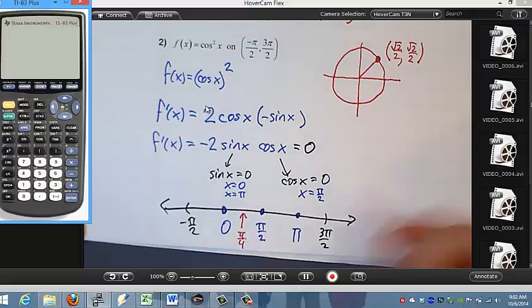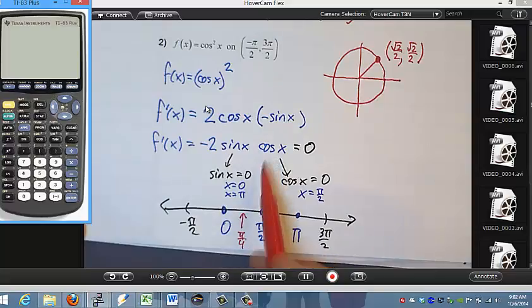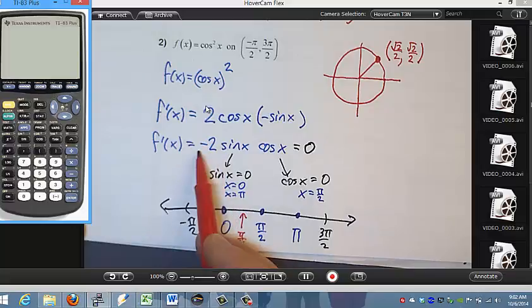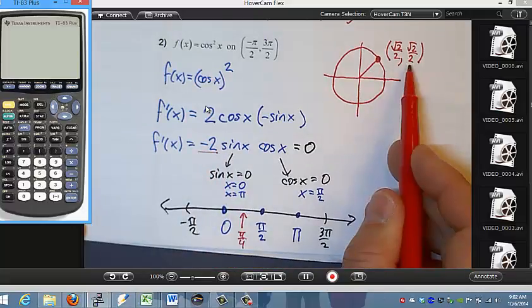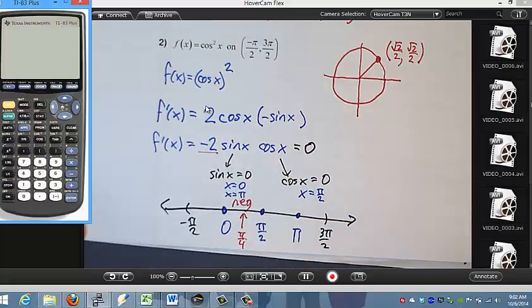Okay? So that means that f prime of that is negative 2 times radical 2 over 2 times radical 2 over 2. Is it negative or positive? Negative 2 times that times that. So it's going to be negative. Negative 2 times positive this times positive this. You guys with me?